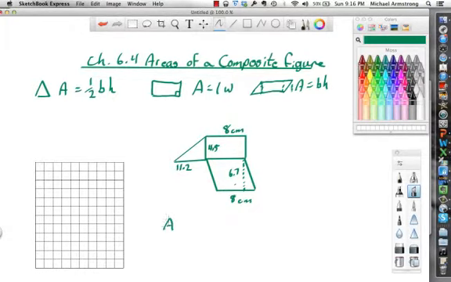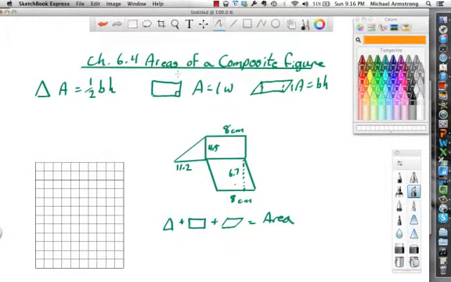We have all the numbers that we need to solve these, and basically we have to take the triangle. That looks like A. It definitely does. Triangle plus rectangle plus parallelogram to equal our area. So we have to find the area of each and add them together.